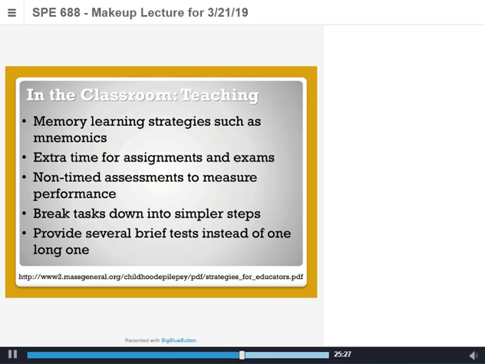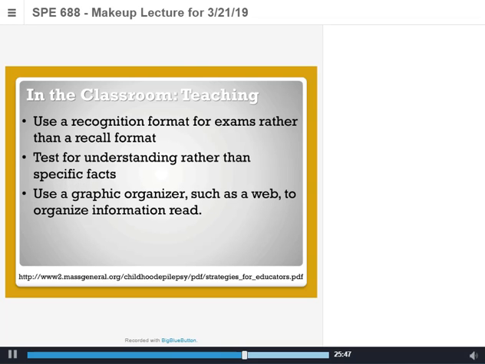The first one, obviously, sometimes we're going to need to give extra time for assignments and exams. Sometimes we're going to have to give non-timed assessments if we're able to do that. Again, breaking things down into simpler steps and providing several brief tests perhaps instead of one long test. Again, using a recognition format for exams rather than recall. So sometimes students with epilepsy are going to do better on matching, multiple choice, those kinds of things, rather than fill in the blank and essay and short answers.